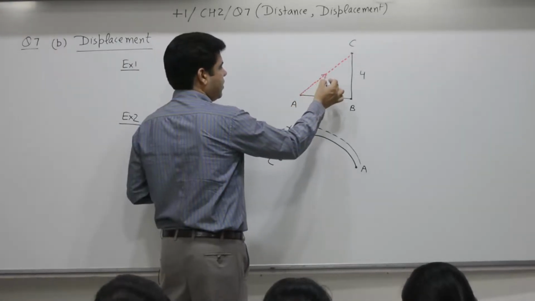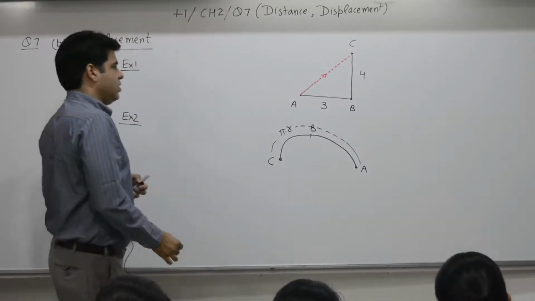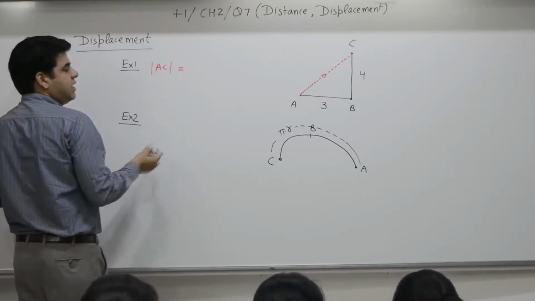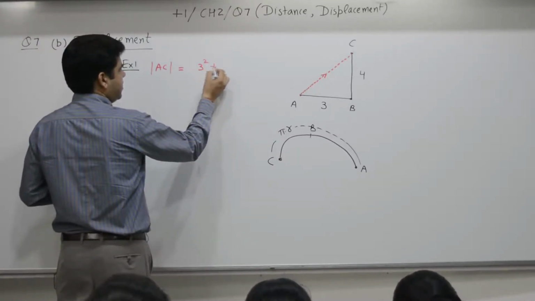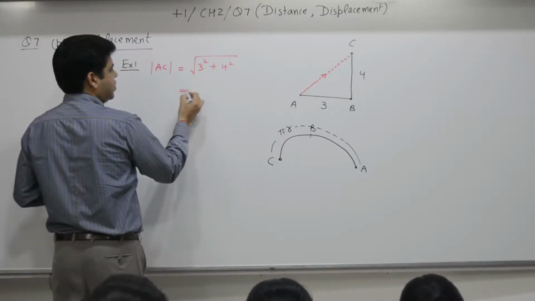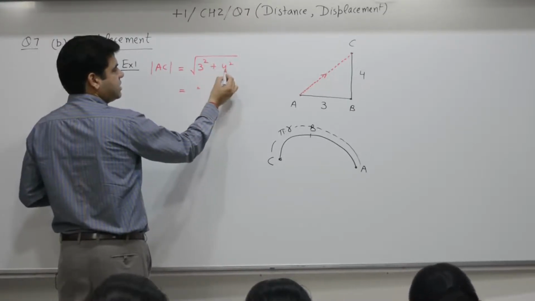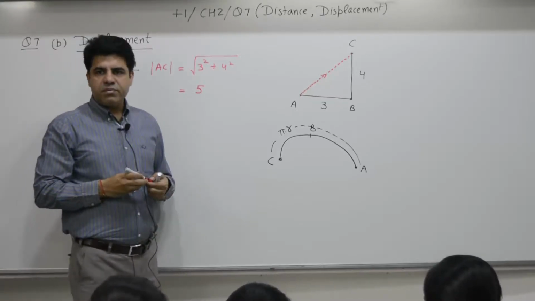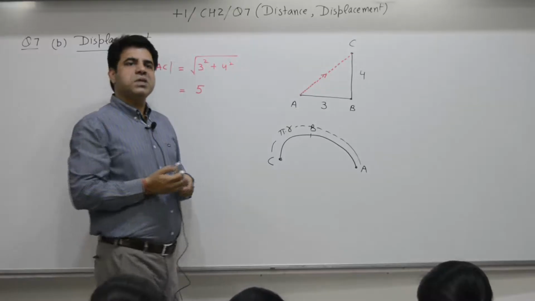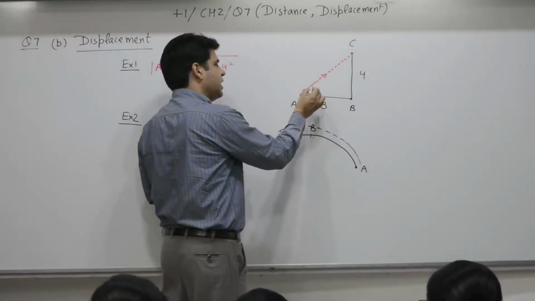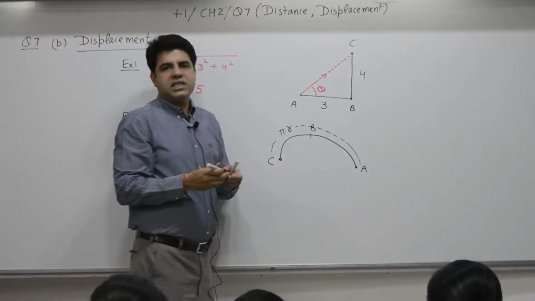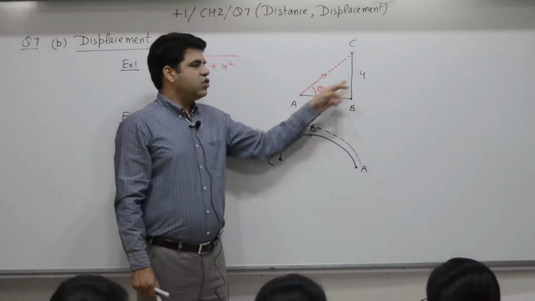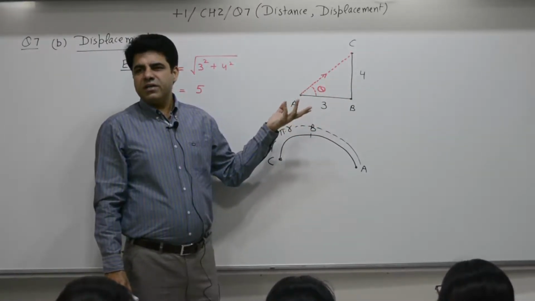So, if a crow is to fly, it will fly from A to C. Then magnitude of AC direct is equal to what? Root of 3 square plus 4 square, that is 9 plus 16, 25, and root comes out to 5. Magnitude of displacement is 5, but displacement being a vector quantity, you need to specify that the crow should fly at what angle theta with the x axis. We can find out theta. How? Tangent theta is equal to 4 by 3, approximately 52 degrees maybe.